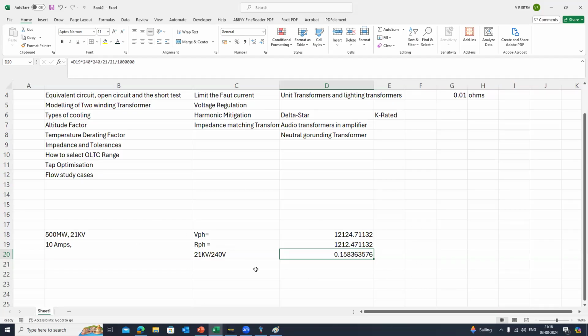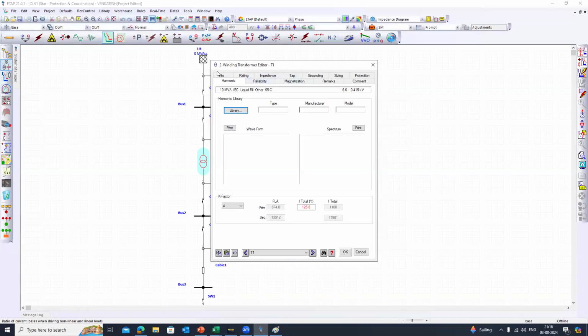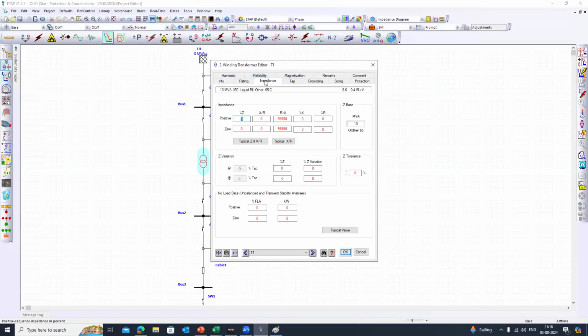So this is the purpose of the impedance matching transformer, right? This is one application where you can use it. I hope this is clear. This way we can also see it. Let's suppose you are having a transformer.